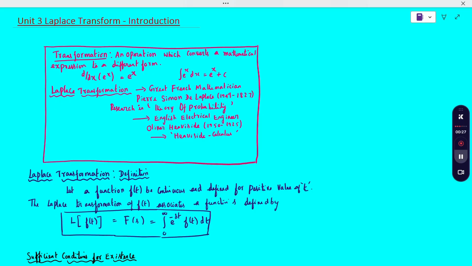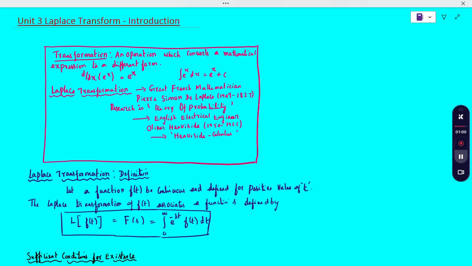So Laplace transformation was found by a great French mathematician. Two authors have derived this Laplace transformation. The first author is the great French mathematician Pierre Simon de Laplace, 1749 to 1827. He has done research in the theory of probability. The second author is the English electrical engineer Oliver Heaviside, 1850 to 1925. He has derived the Laplace transform in the topic of Heaviside calculus. So this is the foundation of the Laplace transform.